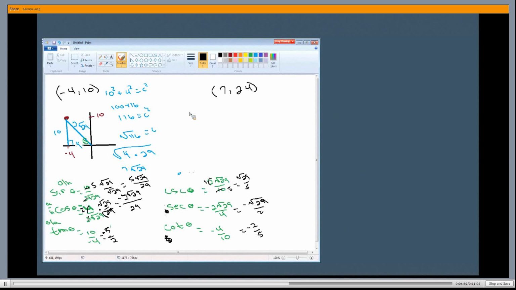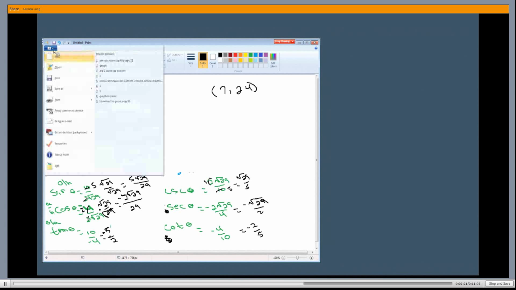So what I would do is fill in your sine, cosine, tangent, do the reciprocals, and then go back and reduce and simplify and that sort of thing. Now, we should have reduced first, because then we wouldn't have had to reduce twice, but we'll do that on the next one. So let's do one more of these for 7 and 24.